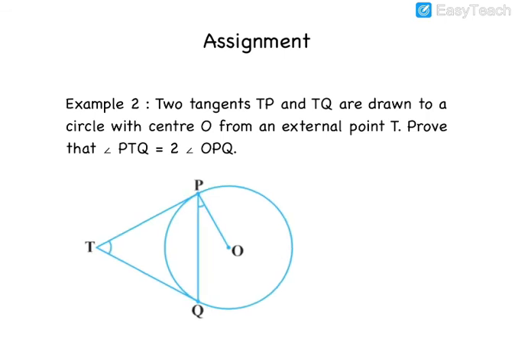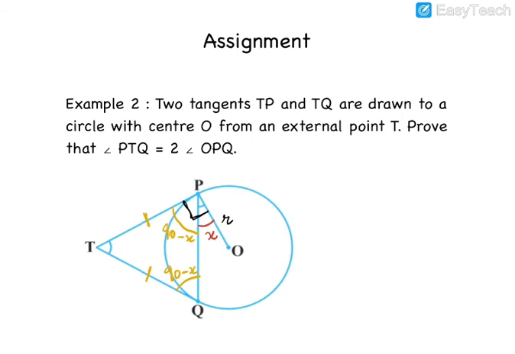This is an easy question which involves application of both theorems that we have studied. Angle OPT will be 90 degrees. Why? Because OP is radius and TP is tangent, so they are going to be perpendicular using the first theorem. So if you mark angle OPQ as x, then this angle will be 90 minus x, and this angle will also be 90 minus x. Why? Because we know that TQ and TP are equal in length because they are tangents drawn from an external point to the same circle. This is the second theorem.